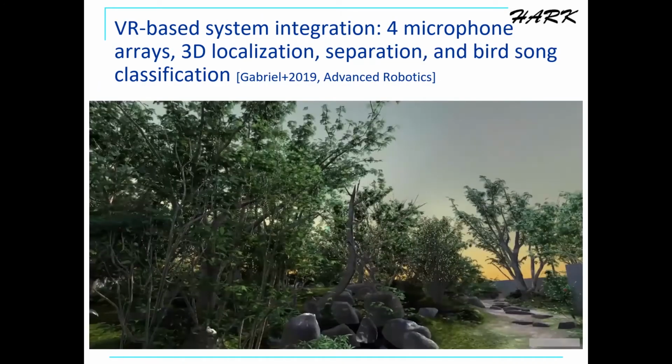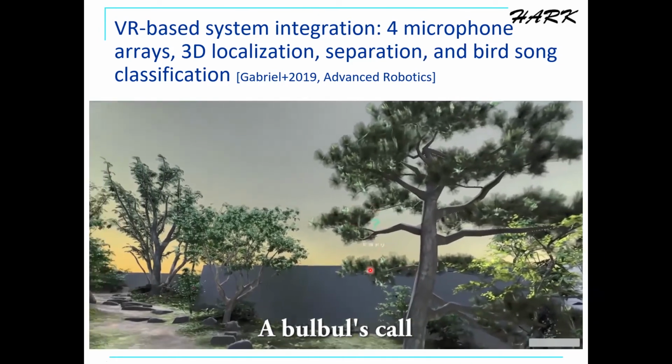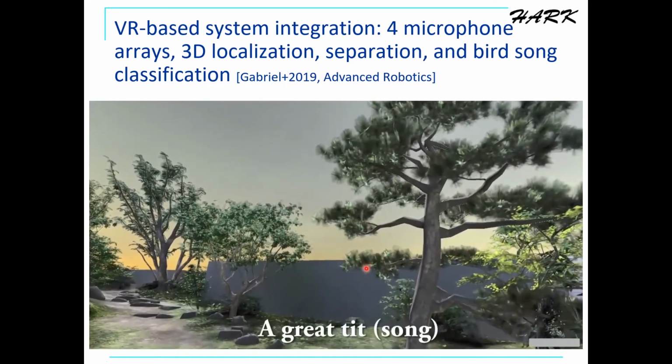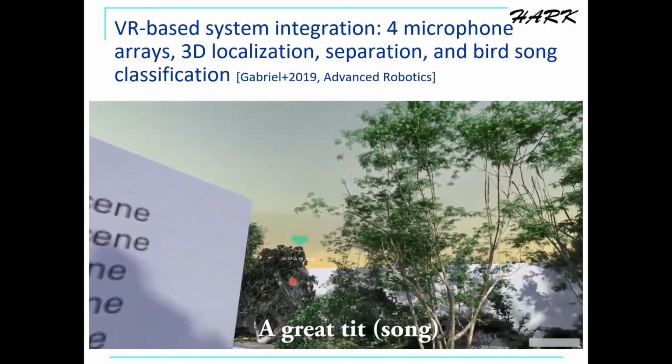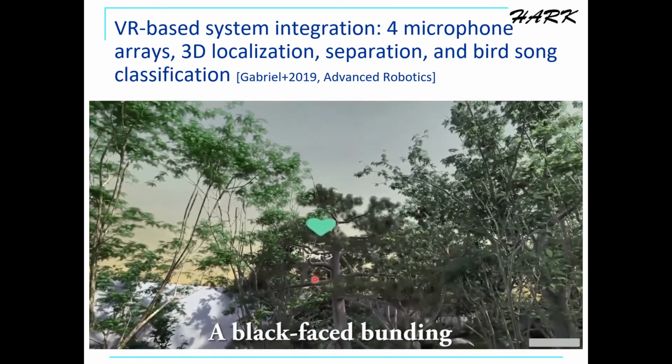This is another example of system integration using 4 microphone arrays. The system estimates 3D locations and species of birds from the recorded bird songs and reconstructs them into a VR system. So now you hear a sound. It is localized in a 3D way here. Also, the name of the bird is identified here. It is red tick. So another one is singing here.